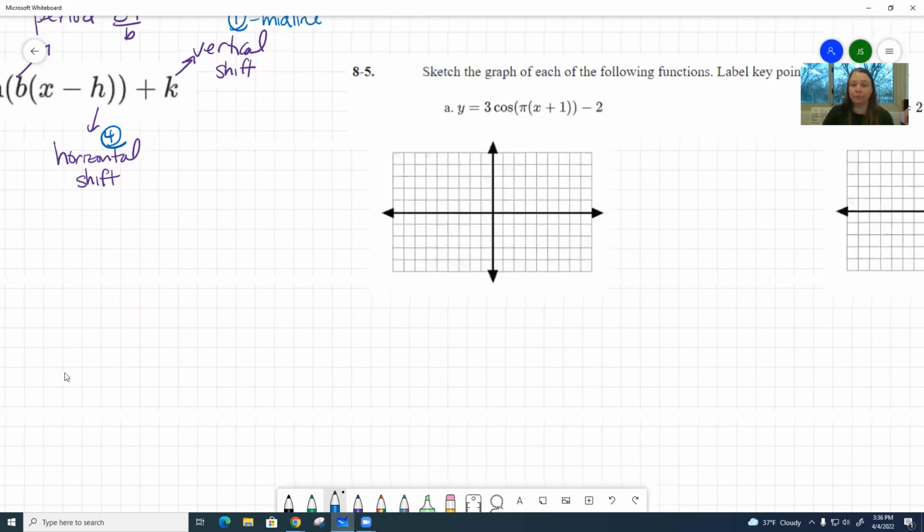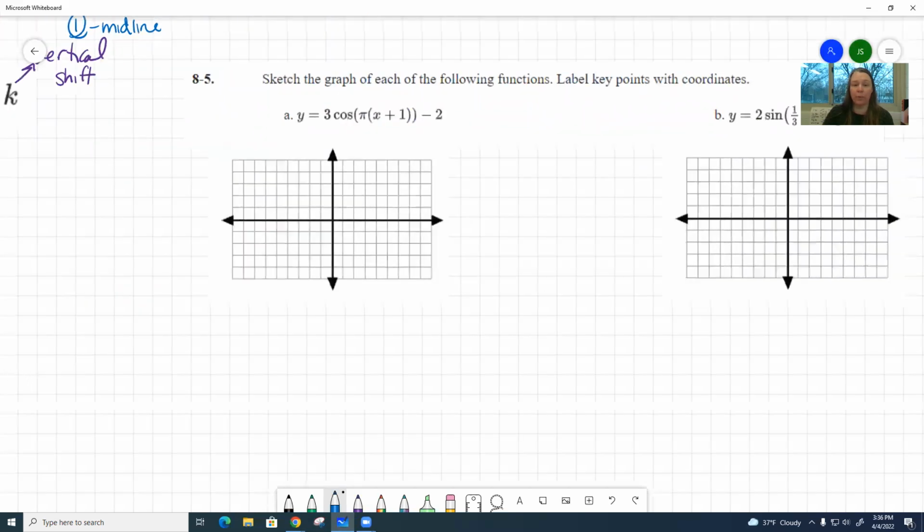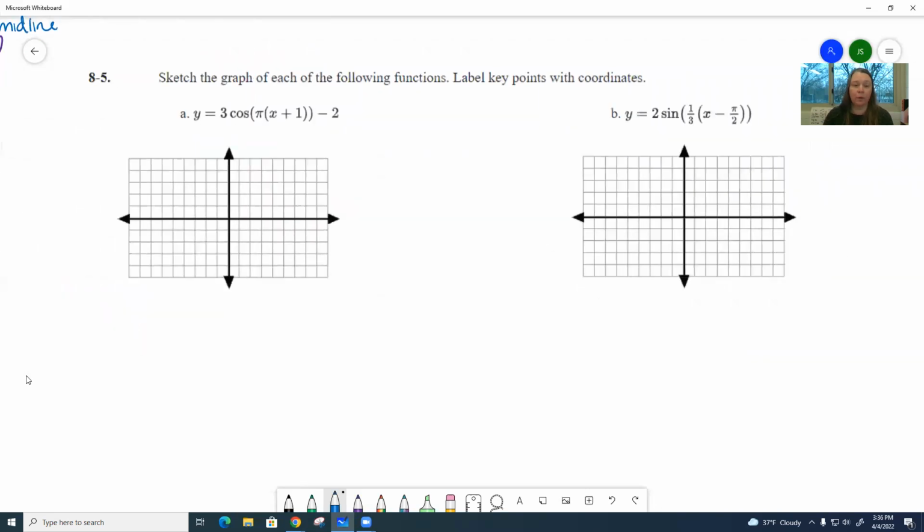So first, I'm looking at this equation for part A. In the spot of the A is 3. So my amplitude is 3. And this is my B right here. Period is 2 pi divided by my B value. So my period is 2.